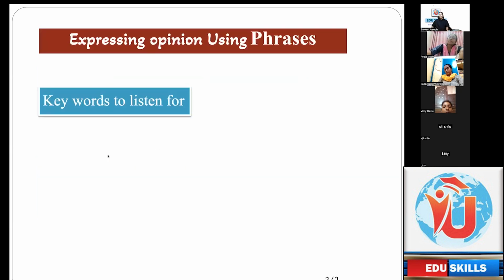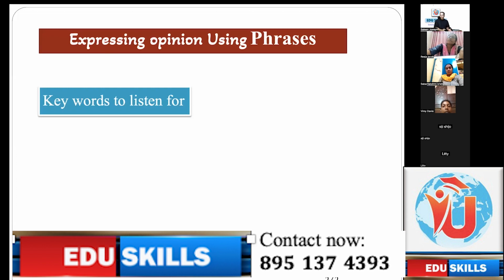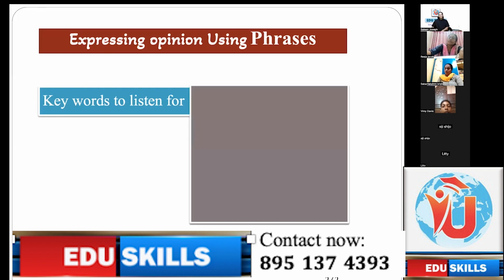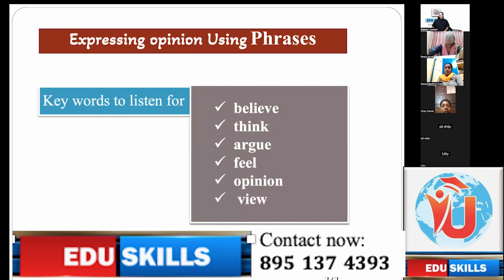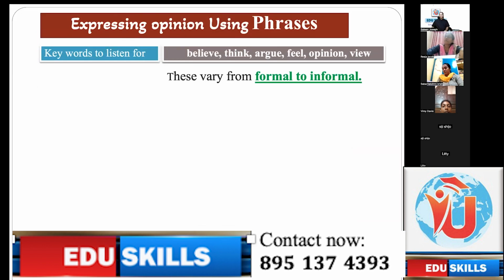Expressing opinion using phrases. I said two ways of expressing opinion. One is using modal verbs. The second one is using phrases. Keywords to listen for. When you listen to the audio, you have to listen for these words. I believe, I think, I argue, I feel, in my opinion, in my view. These are the phrases used to speak about opinion in the audio. As soon as you listen to these words, or as soon as you see these words in the question, or when you see words like suggest or says, someone says, or author suggests or says, then you know it's speaking about an opinion.